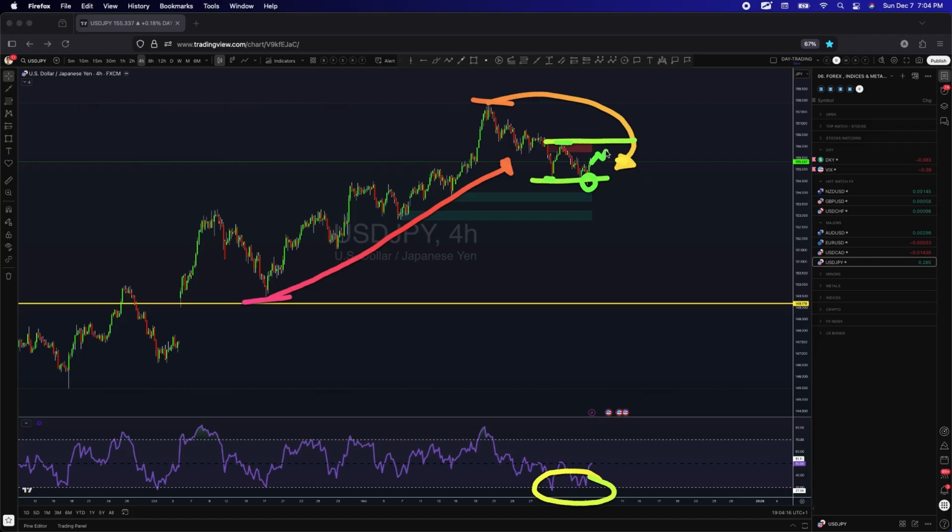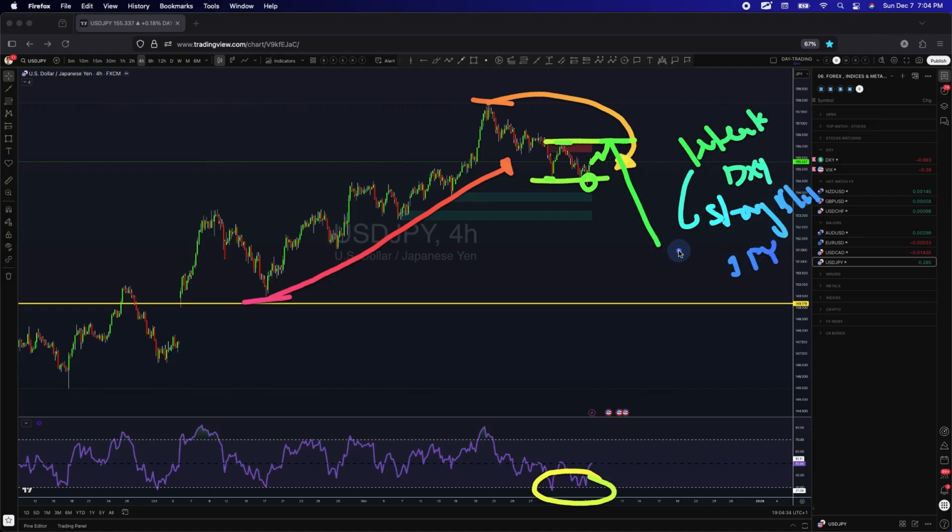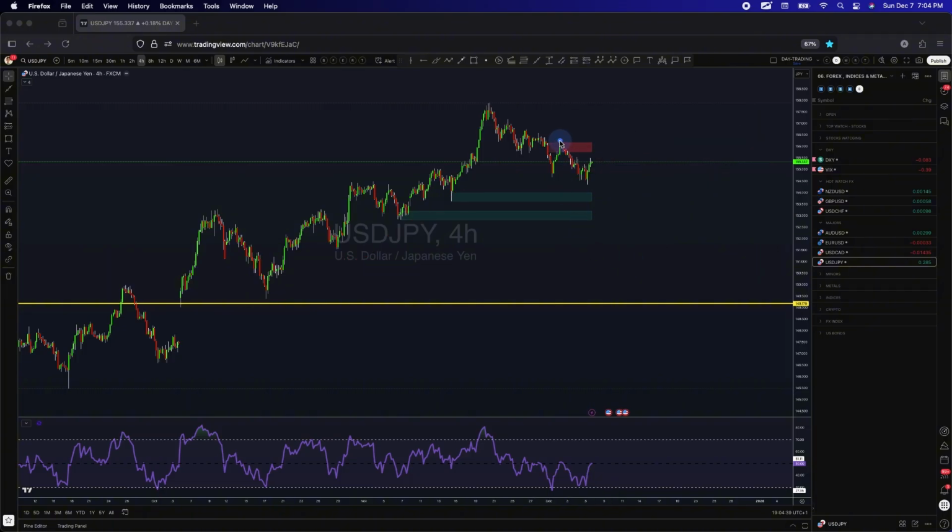Now, if we get the market to retest this region, I might short this, okay, on the back of weak DXY and a strong or a slightly strong JPY, right? So that is going to be my thought process on dollar yen for now. Okay, so I wouldn't want this particular supply zone, this particular zone right here, to get taken out. Any candle that closes decisively above here, I would be out of dollar yen.